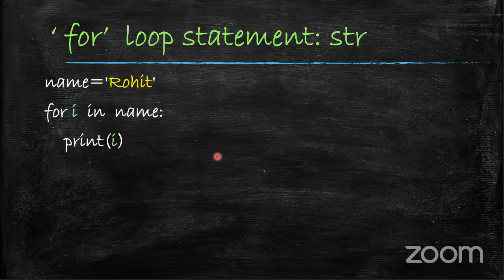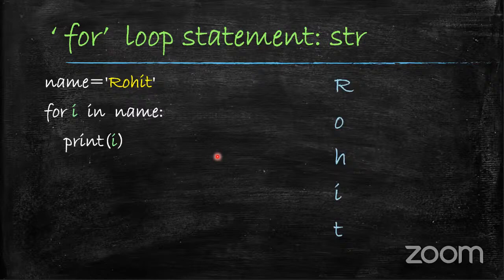Now what is the first value i will take? R, right? And it will print capital R. Then again it will go to the for statement, and now i will take the O value, and it will keep on doing that till the end of the string. The end of the string is T, so it will stop at T. So you'll get output like this.